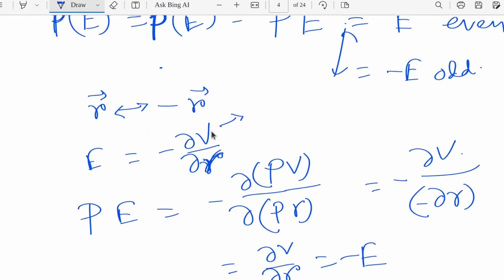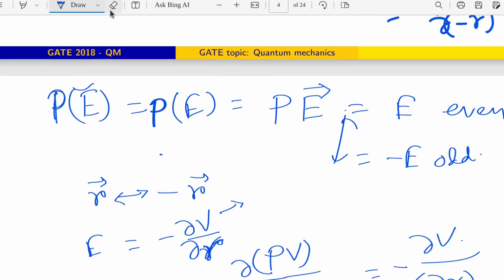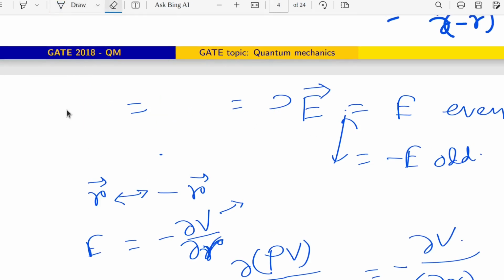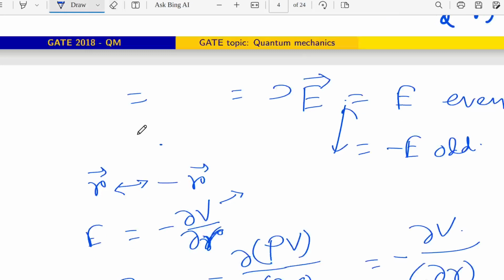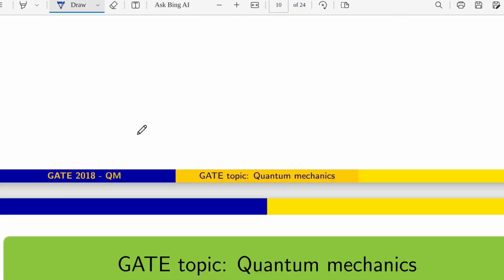Now coming to the second case. I am just going to remove this one, or I can use the next page also. There are so many pages left. So the next option is B. What is B here? B is the magnetic field.